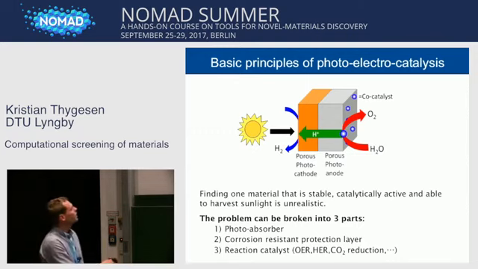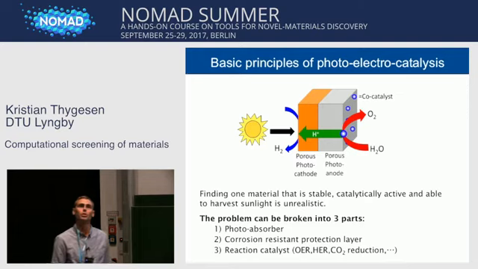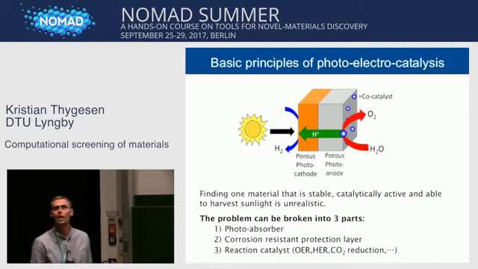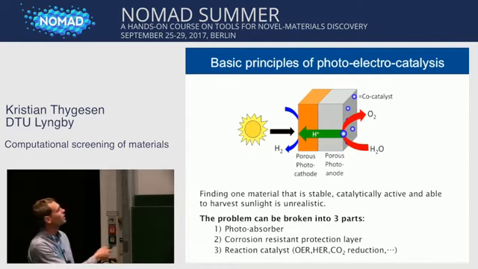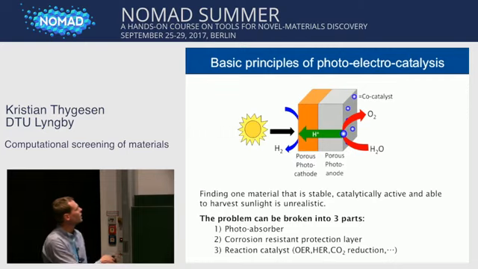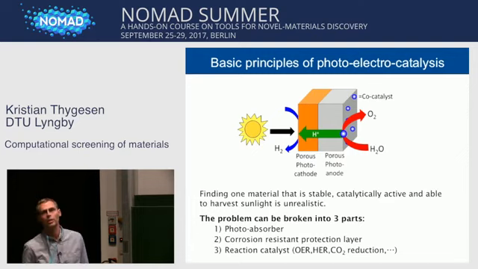The next one is to produce the protection layers here, because it turns out that such photoabsorbers are not going to be stable under these conditions. They are very likely to oxidize, so we need to protect them. So there is a problem of finding corrosion-resistant protection layers here to protect the photoabsorber, and then we need catalysts. We need catalysts here for catalyzing the water splitting and the hydrogen evolution reactions.